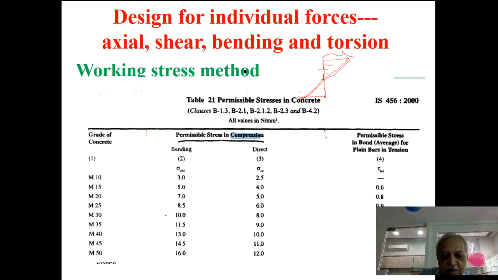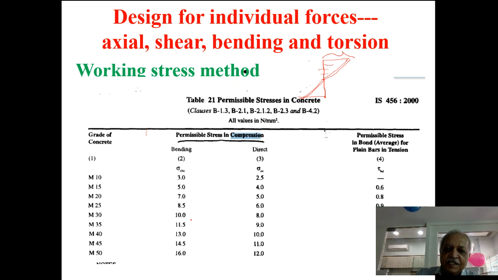So code says that for M30 grade concrete, if it is bending compression, you go up to 10, but for direct compression where all fibers have the same stress, there is no additional safety available in any of the fibers. So the code says that you go for 80% of that, that is 0.8 of that. So if bending compression is 10, then your direct compression is 80% of that, because there is no additional margin available. All fibers are in the same situation over here.